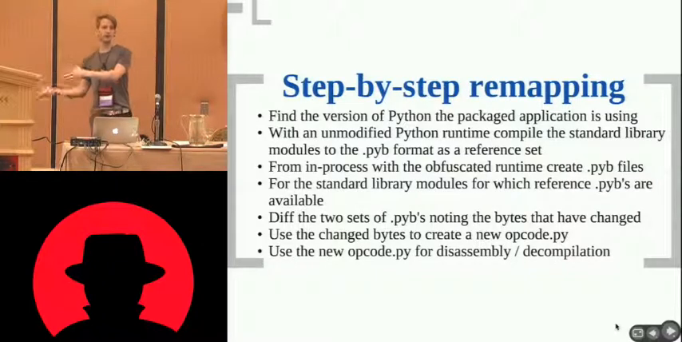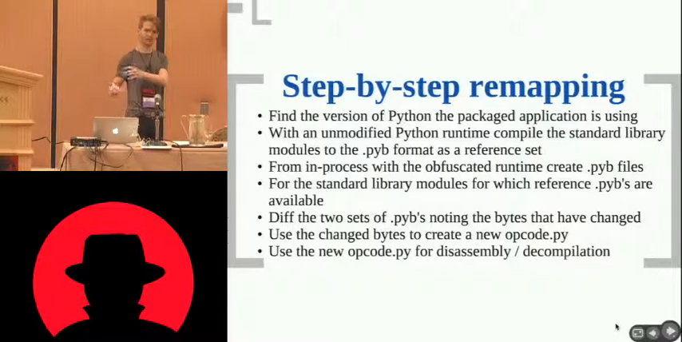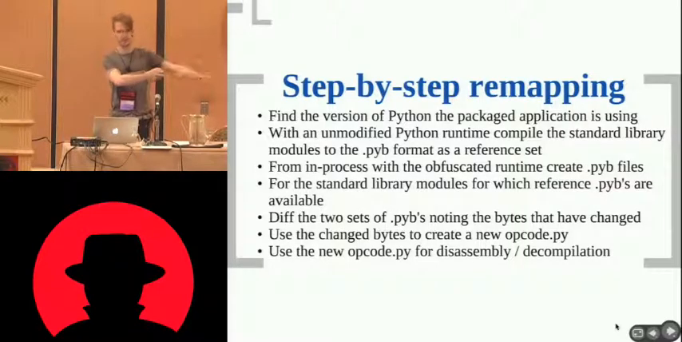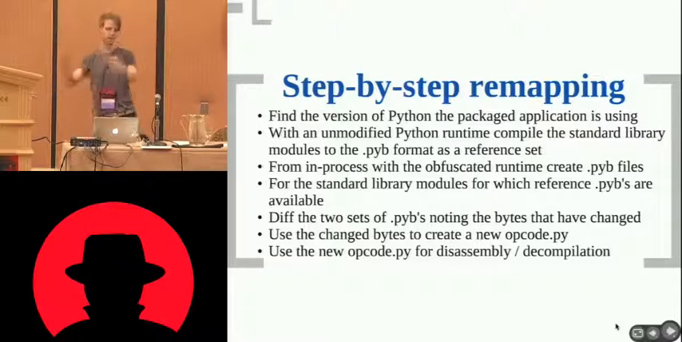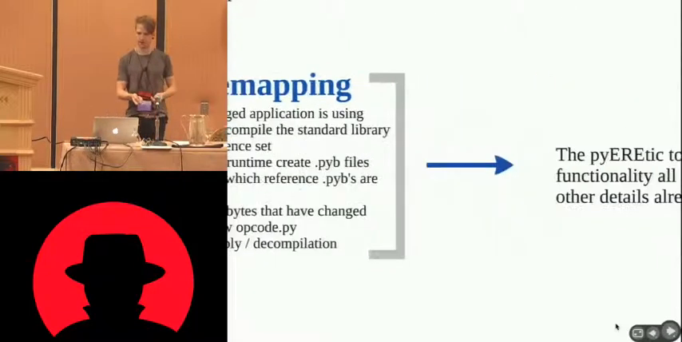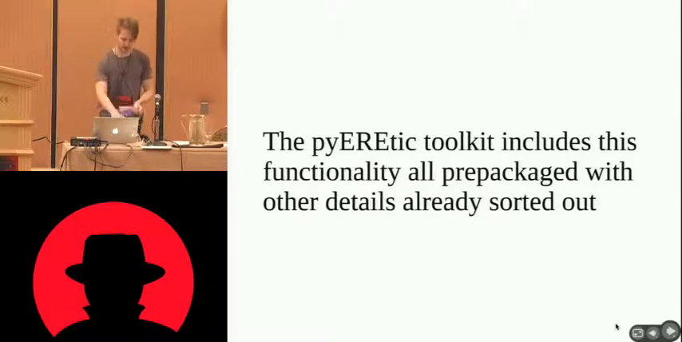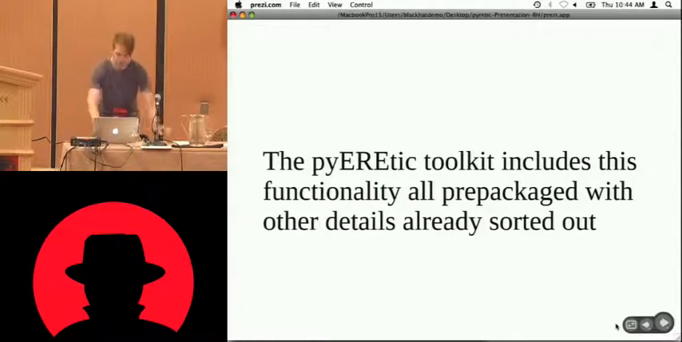With the unmodified Python, just a standard library Python, generate our PYBs, which are these concatenated raw code objects. Then from the obfuscated Python, do the same thing for all of the standard library objects that they've got available, and then essentially diff those two, build up a new opcode map, then use that opcode map in your disassembly and decompilation. So it's a few steps, and I'll show you the example in a second, because it's obviously packaged in, so pray to the demo gods.